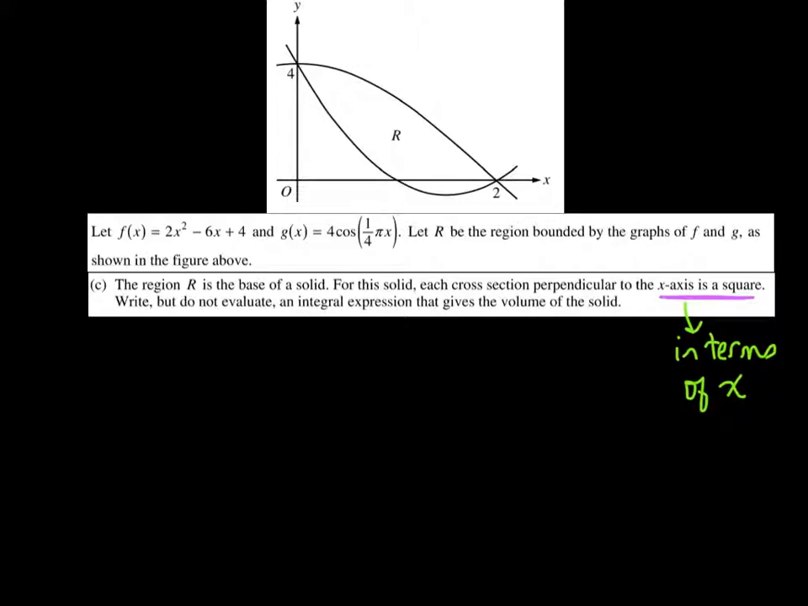Okay, so these are the problems where volume equals... we're not revolving or rotating anything, so there's no pi. It's the integral from a to b, and again, those are in terms of x on the x-axis, of my area of my shape, dx. It's that simple. So I just have to say, what's my shape here? My shape is a square.